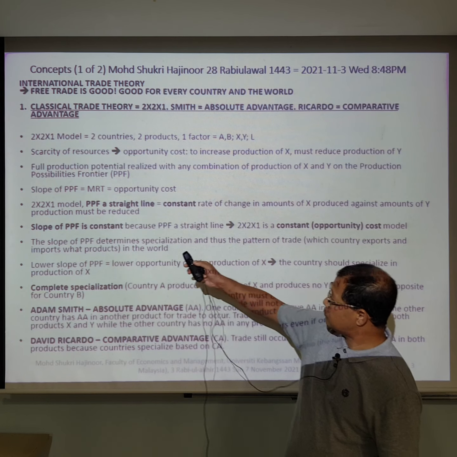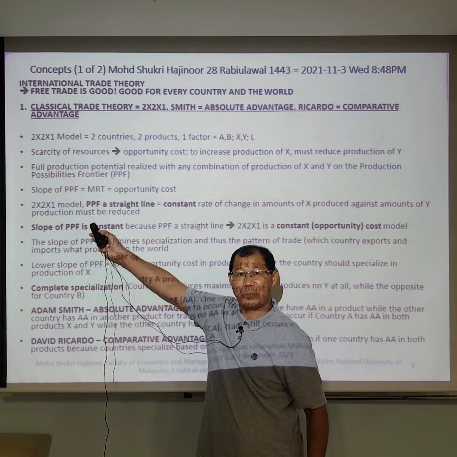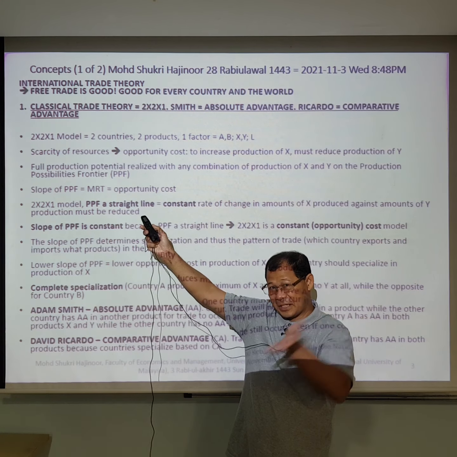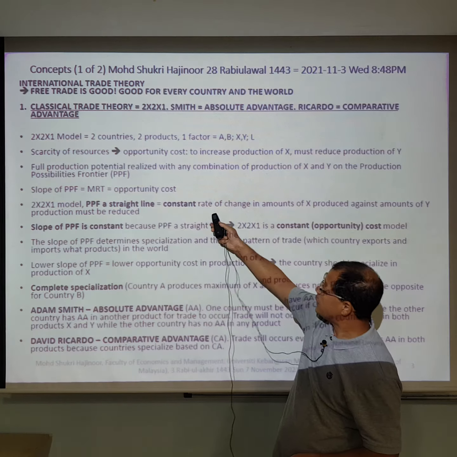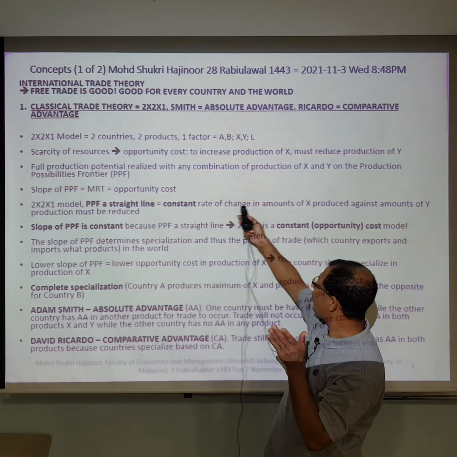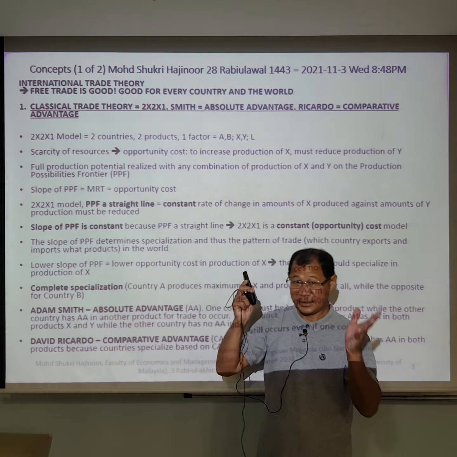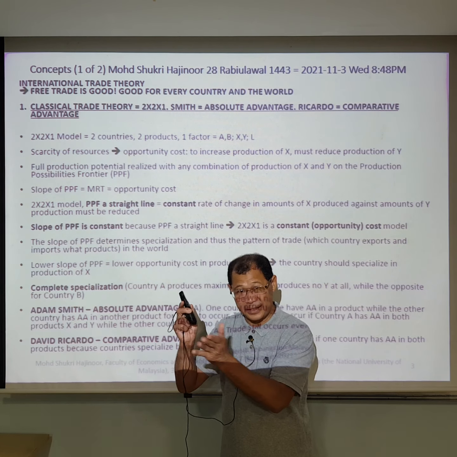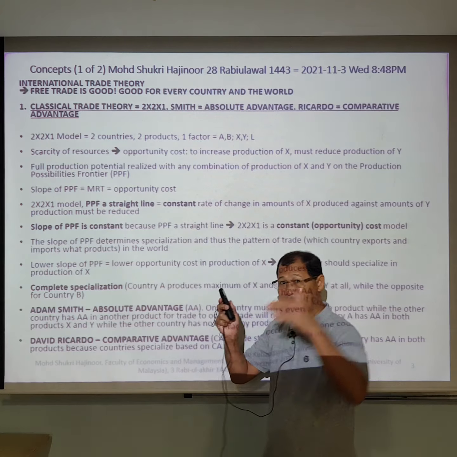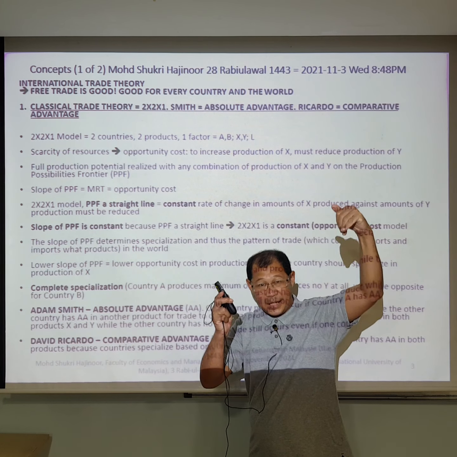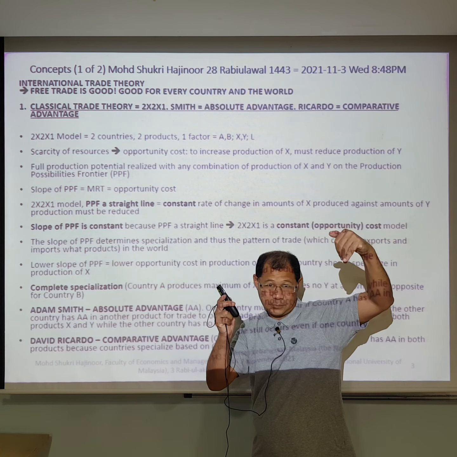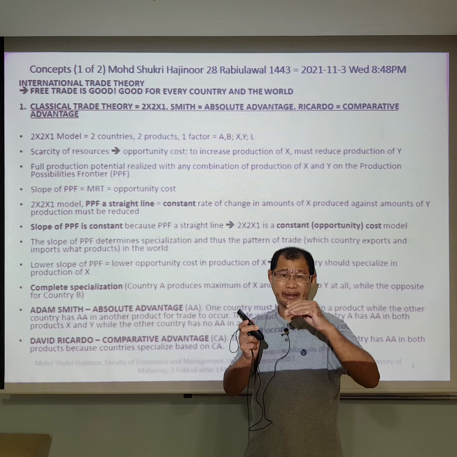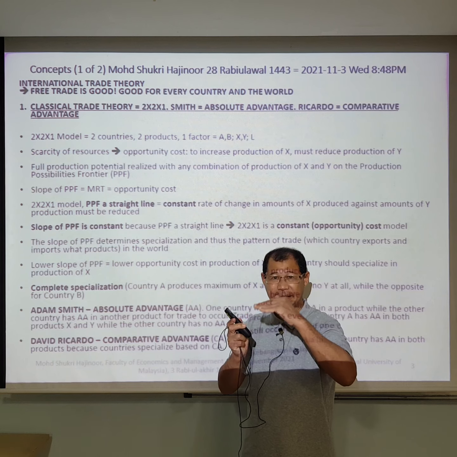So with this model 2 by 2 by 1, the production possibility frontier is a straight line. As a result, there's a constant rate of change in the amount of X that the country adds when it specializes and trades, adding more X. The reduction in Y that it can produce, that rate is constant. Same rate all the time.